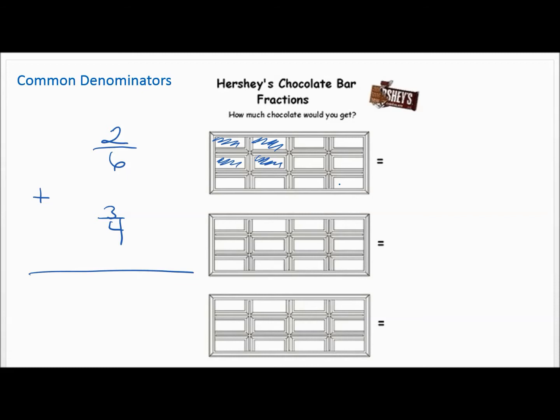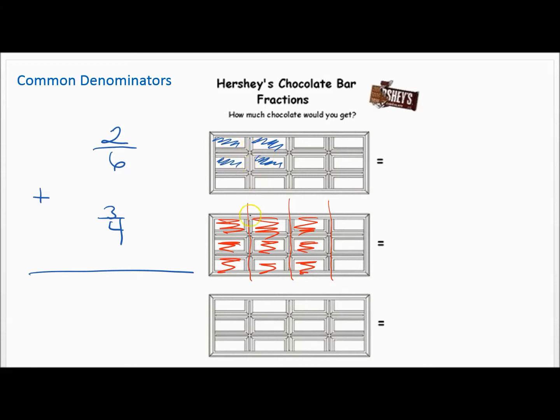Plus 3/4 of the Hershey bar, that might be a little bit easier to comprehend. If I divide this Hershey bar up into 4ths, right, that's a 4th, that's a 4th, that's a 4th. There's 4 equal pieces, and I need 3 of those. So I shade that in. I need 3 of those 4ths, and there we go. Now, once again, we could do like we did a minute ago.